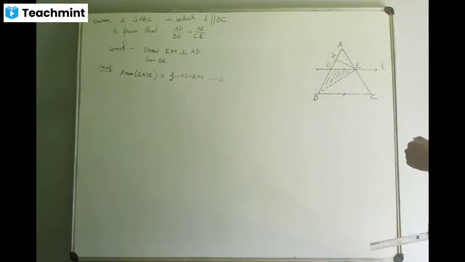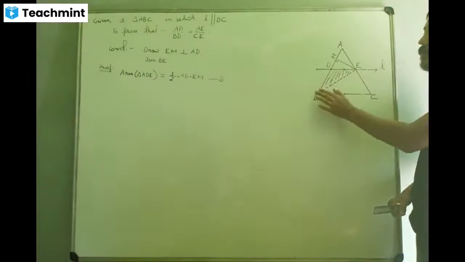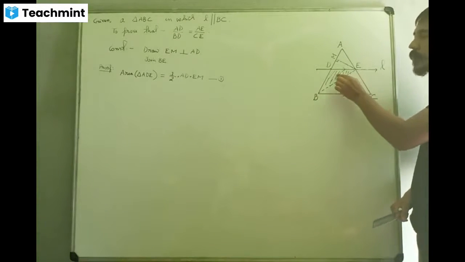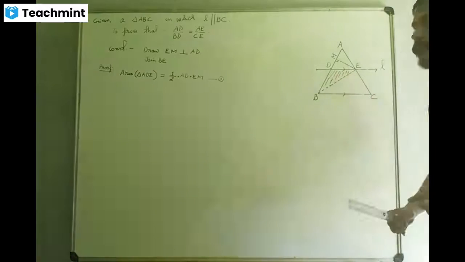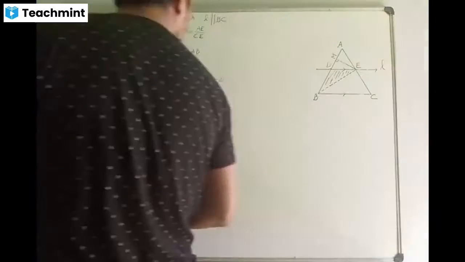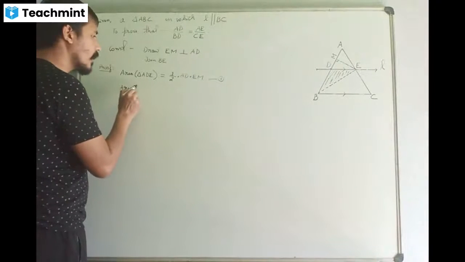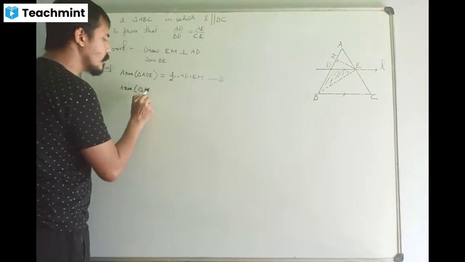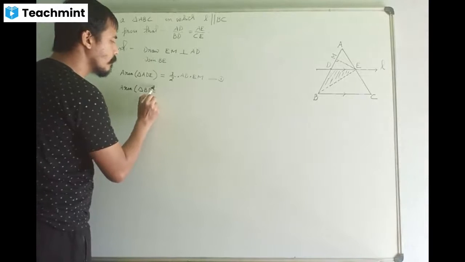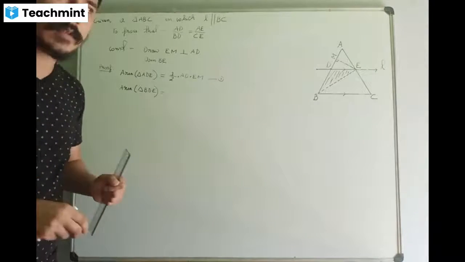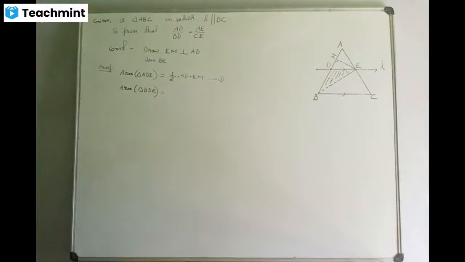Below the line L, we choose the triangle BDE, and we are going to find its area. So, in the second case, let us find out the area of triangle BDE. Now, area of the triangle is given by half base into height. Now, which side to choose as the base?